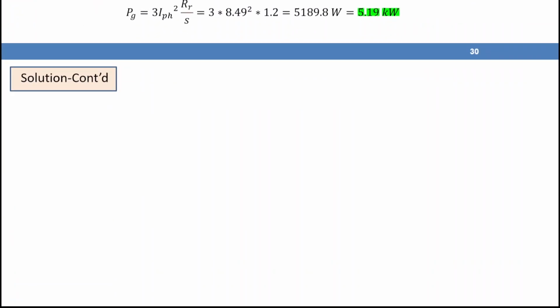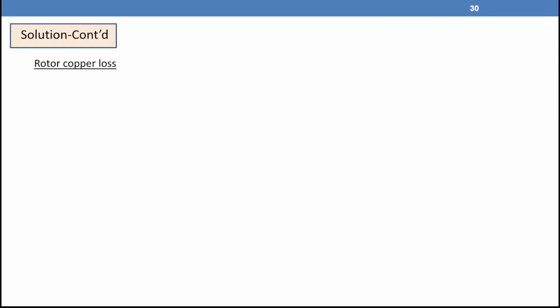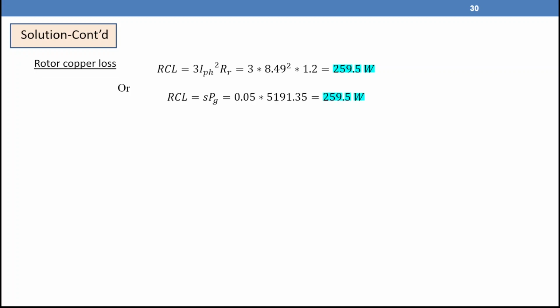So we need to continue in the power flow diagram. For the rotor copper loss, 3 I rotor square R rotor, that one will be something like 260 watt, the same as the stator copper loss, because we don't have any magnetization branch, I stator equals I rotor, and R stator equals R rotor for this motor. Also, you can calculate it as S times P gap.